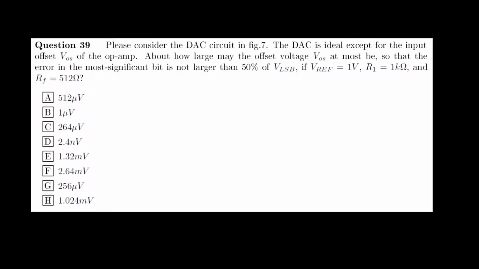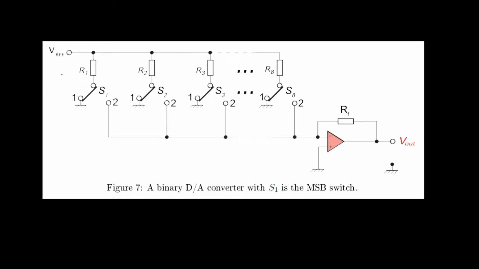If Vref is 1 volt, R1 is 1 kilo ohm and RF is 512 ohms, and then 8 possible values are given. Let's first write down the given information. The reference voltage is given to be 1 volt. The resistance R1 is 1 kilo ohm. The resistance RF is 512 ohms.